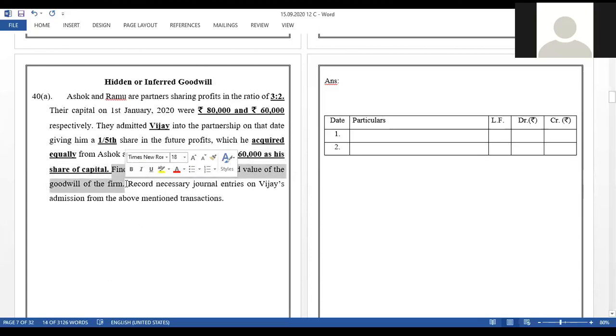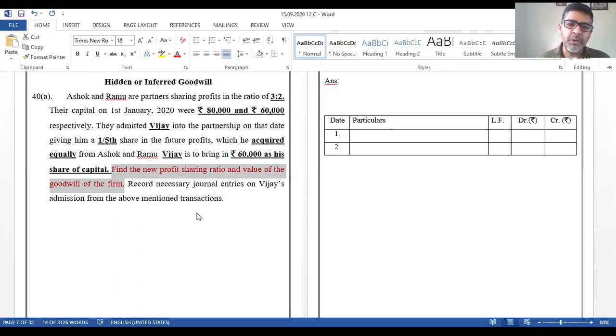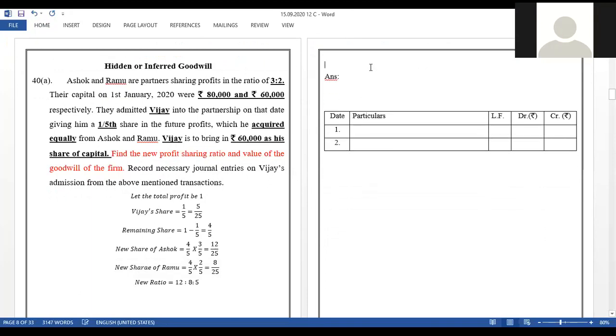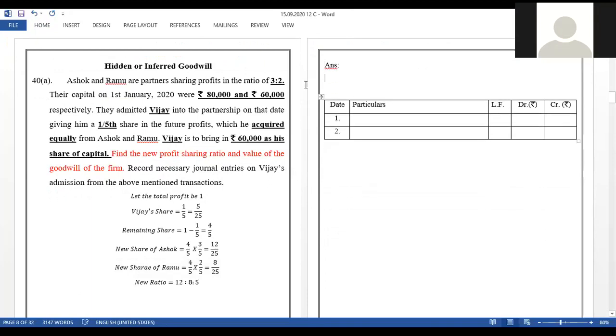अब यहाँ पर ये जो statement है, find the new profit sharing ratio and the value of goodwill of the firm, and record necessary journal entries on Vijay's admission from the above mentioned transactions. Now we need to calculate goodwill of the firm. Anyone who remembers something about the hidden goodwill? How are we going to calculate for hidden goodwill?